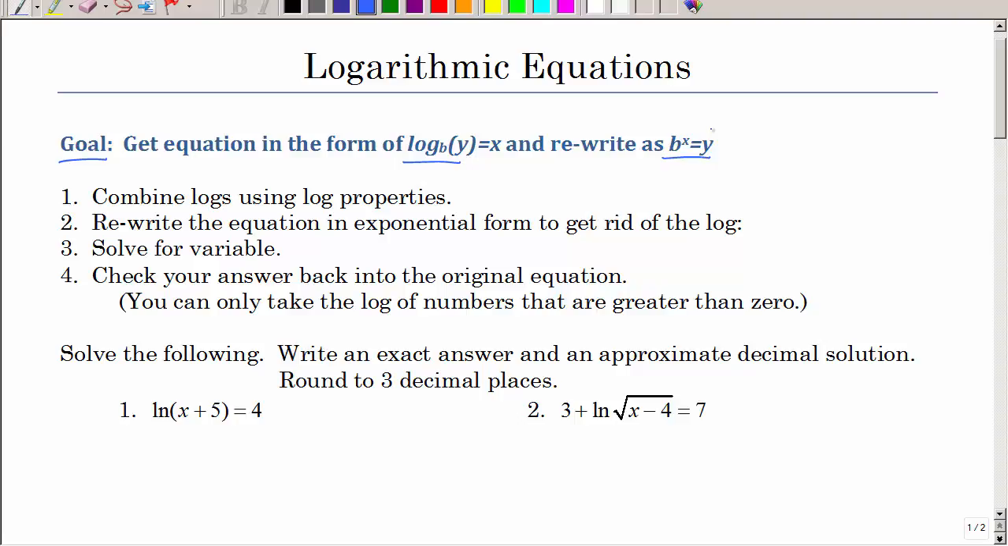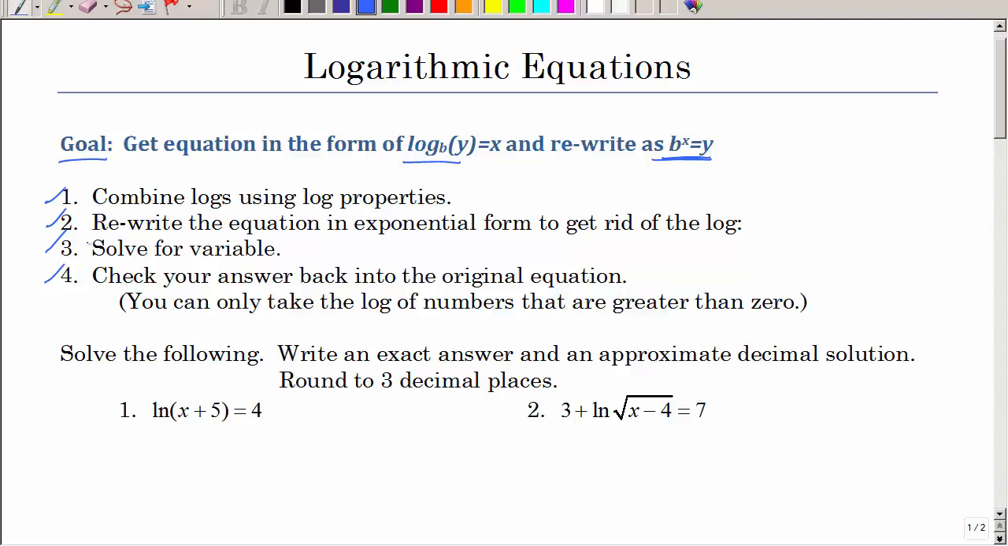So how are we going to achieve our goal? Well, first of all, we're going to combine our logs using those properties from the last lesson. Then we're going to get rid of the log by rewriting it in what we call exponential form. Then we're going to solve for our variable. Then we need to check our answer back into the original equation.